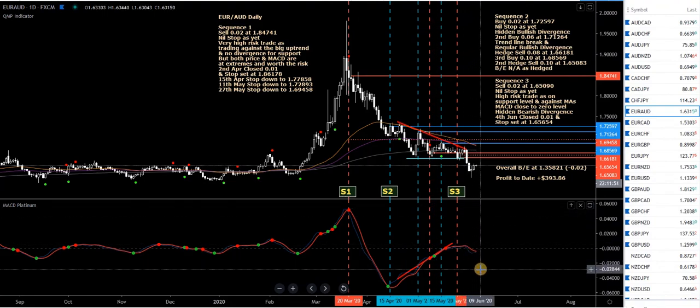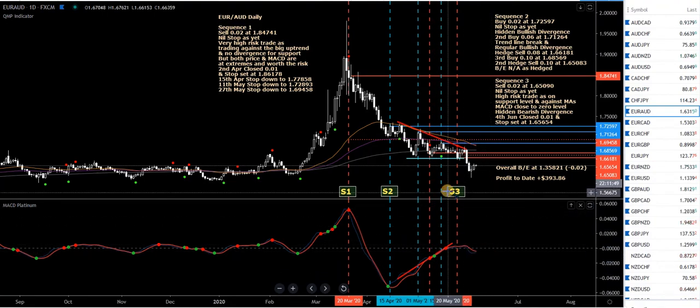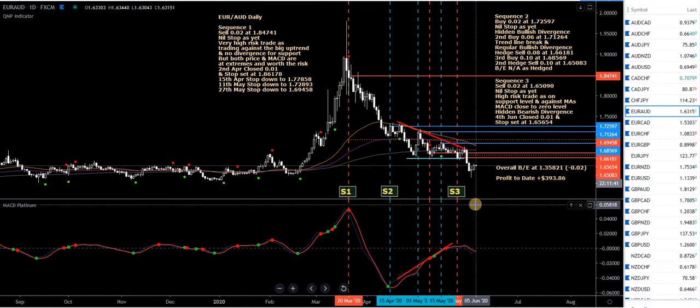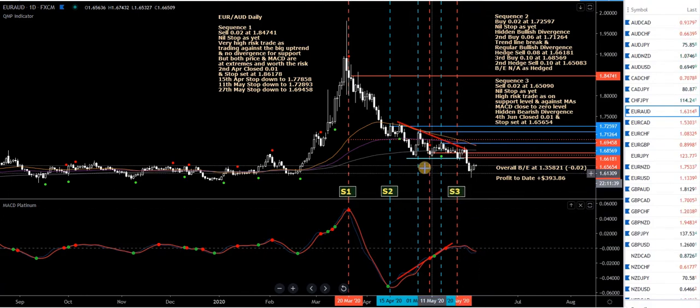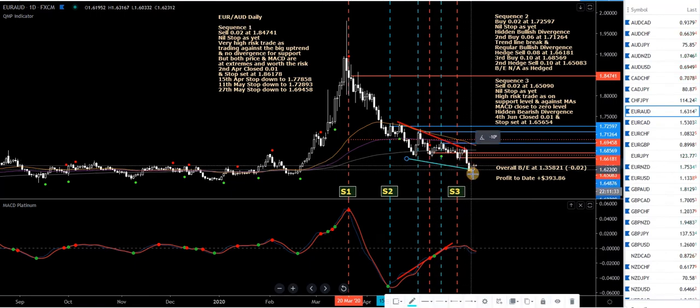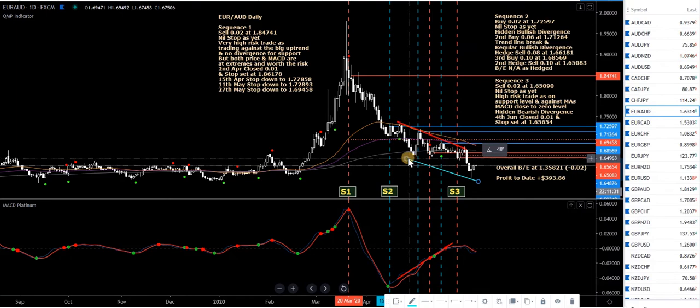So what I'd be looking for is a sequence 4 buy if sequence 3 is still open, and adding to sequence 2. I know it sounds a little bit confusing, but there is a plan here. Again, I could probably get rid of this trend line here and just change it up a bit.